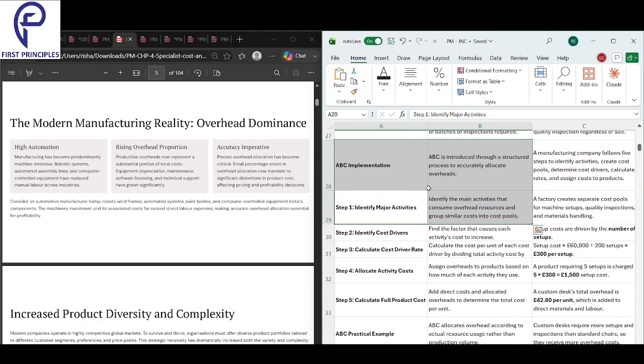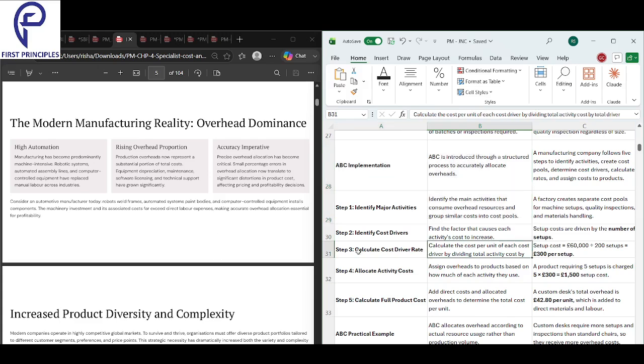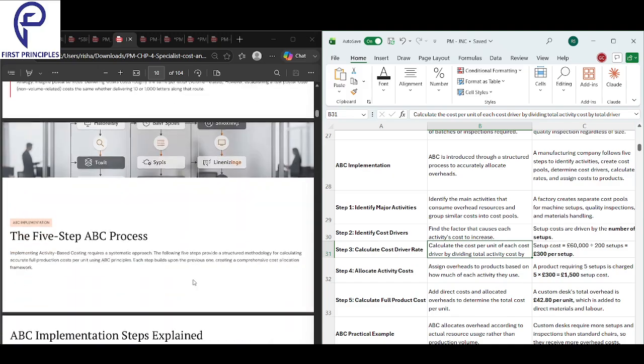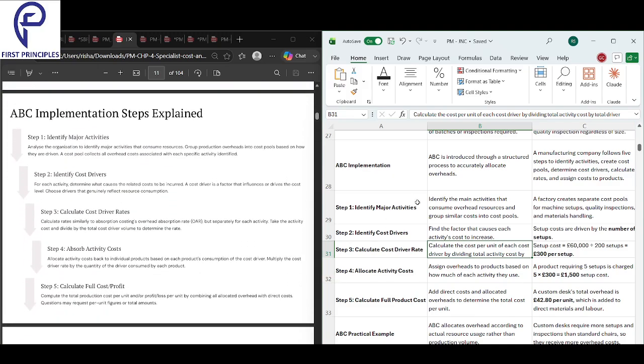Next, ABC implementation. ABC is introduced through a structured process to accurately allocate all the overheads. Now looking into the processes, step 1, step 2, step 3. First, we will identify the major activities that consume the overhead resources. Identify the main activities that will consume your overhead resources. Second, identify the cost drivers. Among those activities, what are the ones that are going to increase your cost?